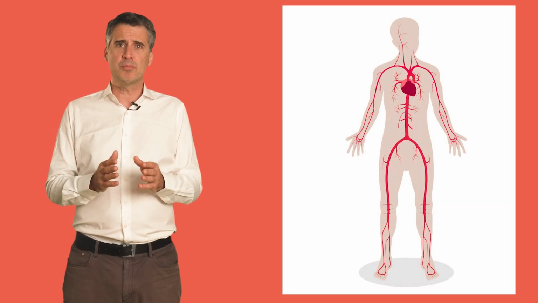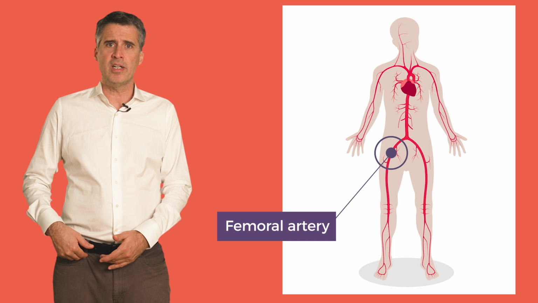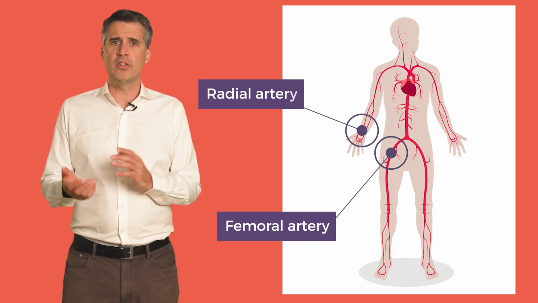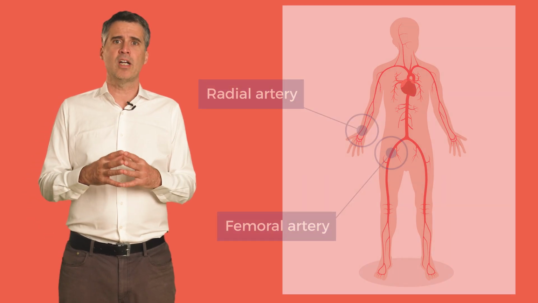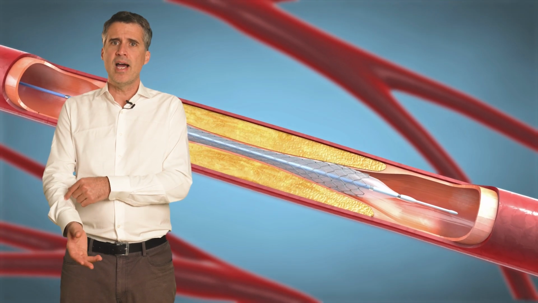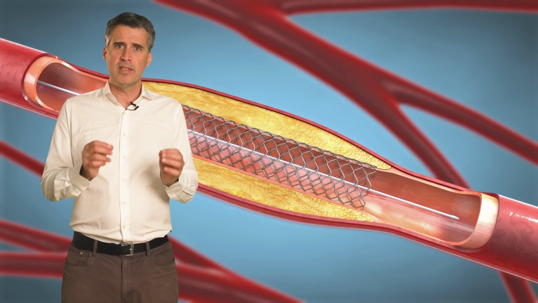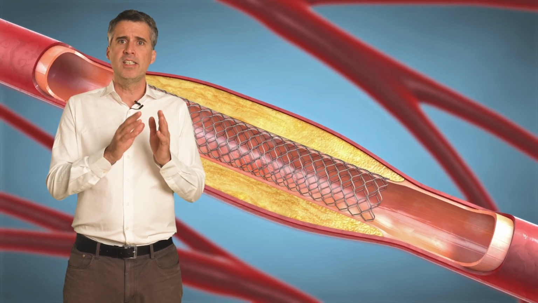The procedure is performed through a puncture in the femoral artery in the groin area or the radial artery in the wrist, depending on medical criteria. A catheter is advanced through it until it reaches the affected cerebral artery. At this point, the stent or prosthesis is deployed and placed.